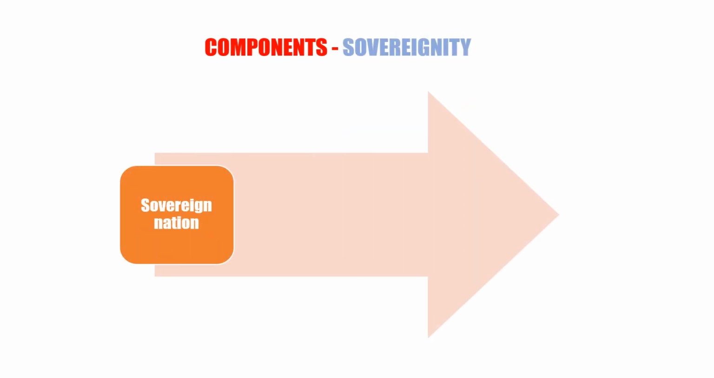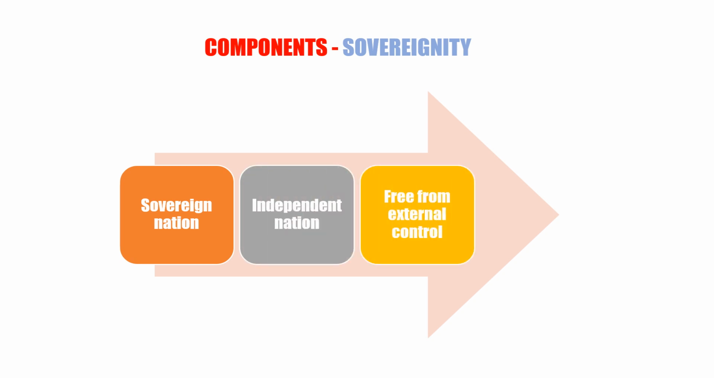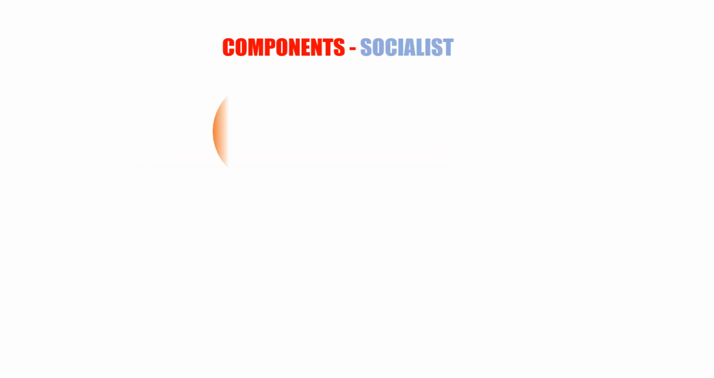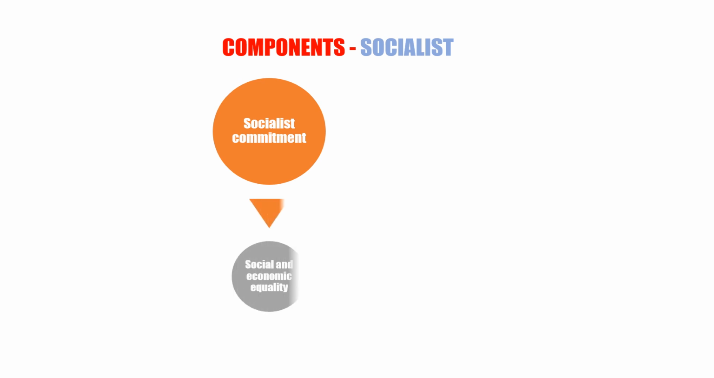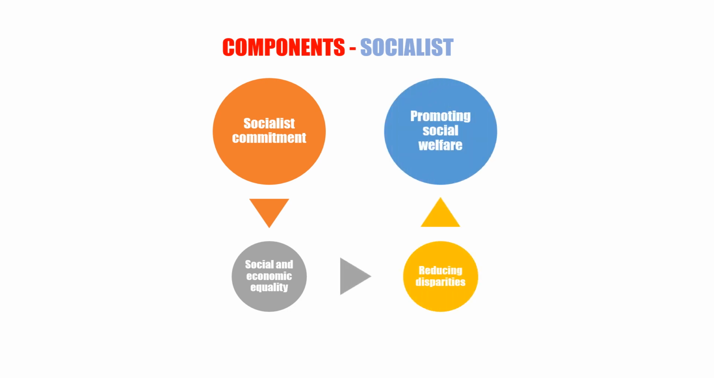Sovereign. The term sovereign signifies that India is an independent nation and is free from external control or influence. It highlights the self-governing nature of the country. Socialist. The term socialist emphasizes the commitment of the Indian state to achieve social and economic equality. It reflects the objective of reducing disparities and promoting social welfare.